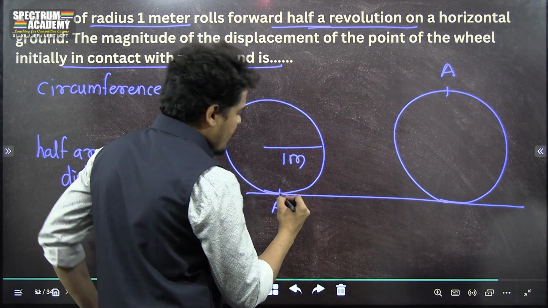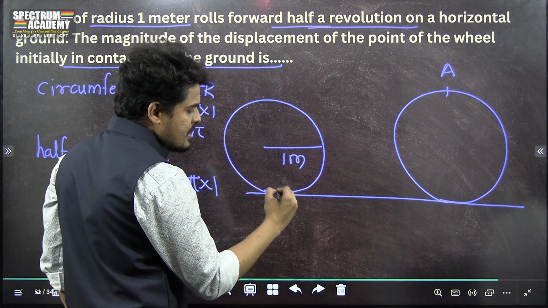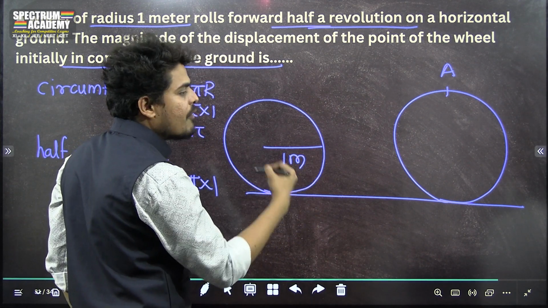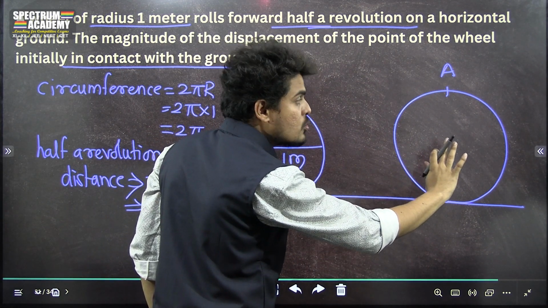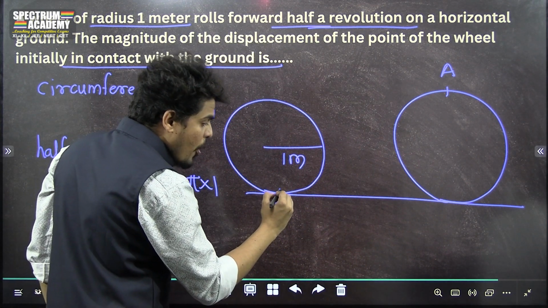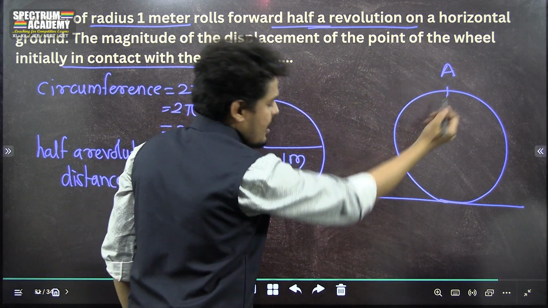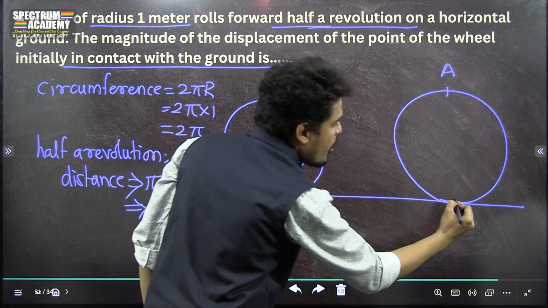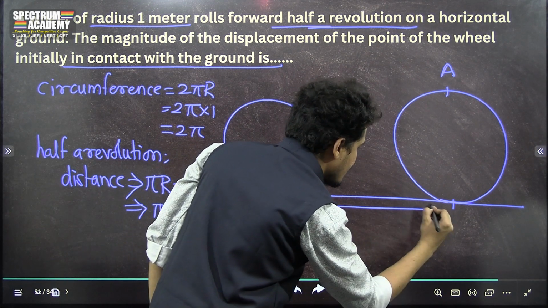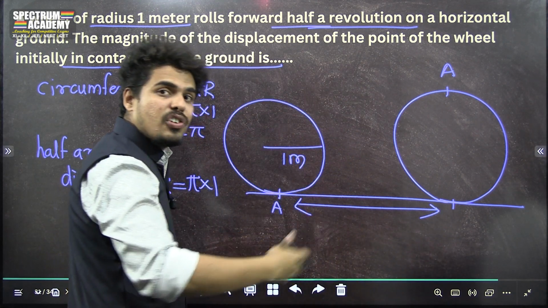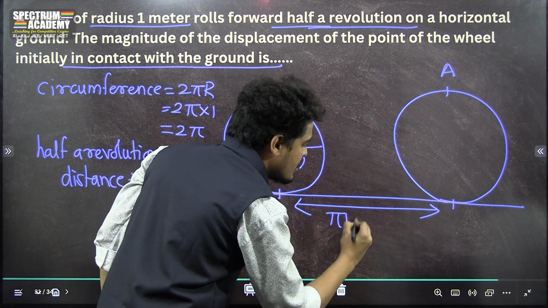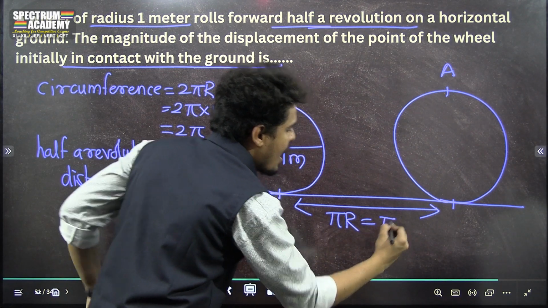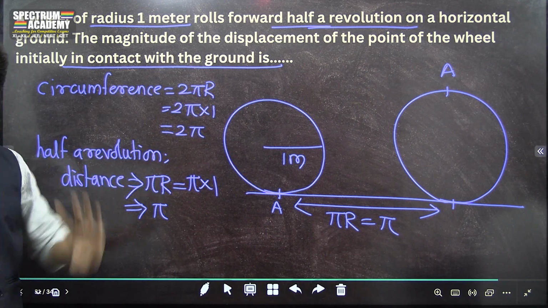So we have given the initially the wheel is at this position, after half revolution wheel क्या कुछ distance cover करने वाला है, उसके साथ जो point A है वो ऊपर की ओर जा रहा है, यानी this distance from this point to this point, this distance is given as half revolution वाला distance, यानी this is nothing but pi r equals to just only pi because r equals to 1 meter.